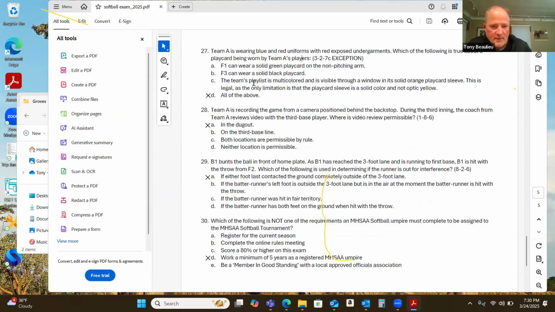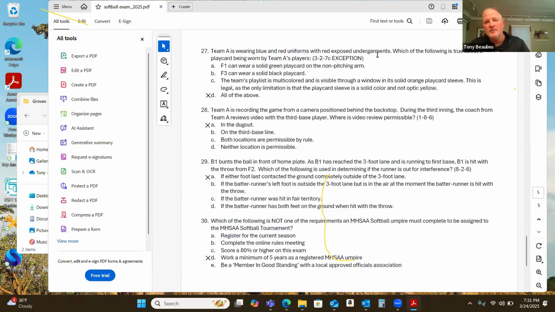Okay, so team A is recording the game from a camera position behind the backstop, and you see this all the time with those little things that attach to the fence behind you. During the 3rd inning, the coach from team A reviews the video with a third base player. Where is video review permissible?